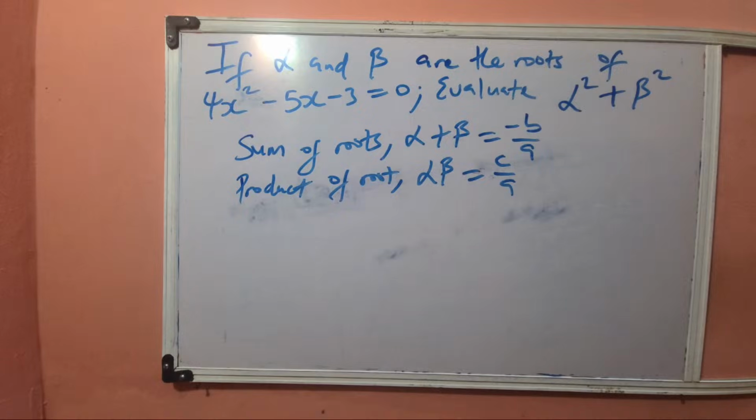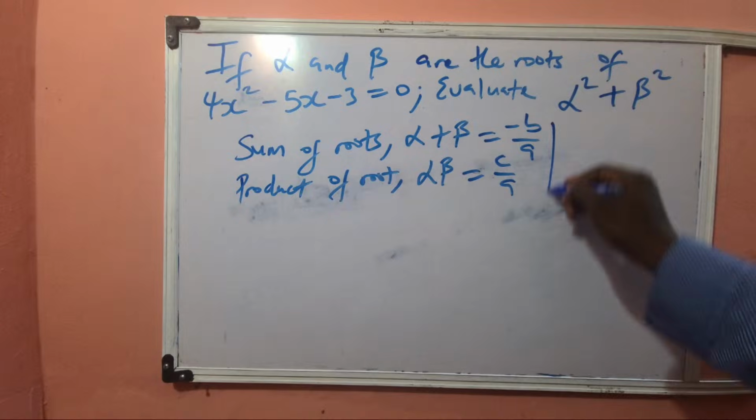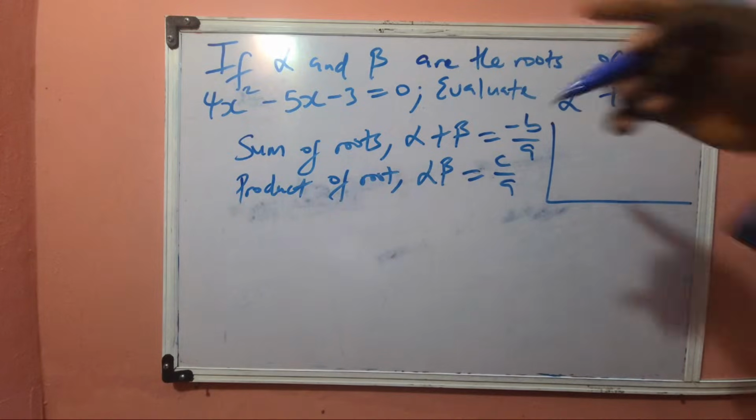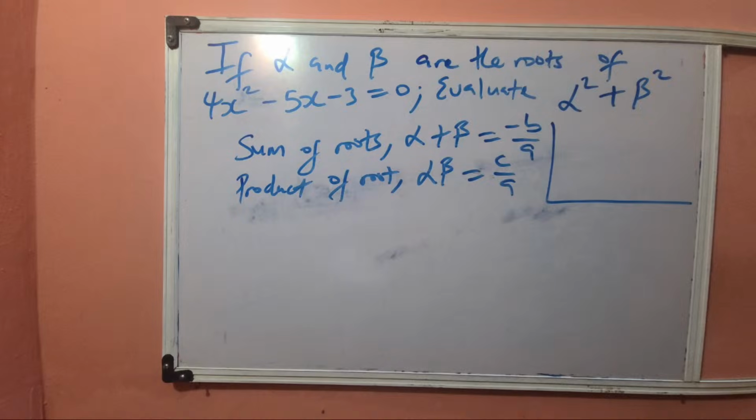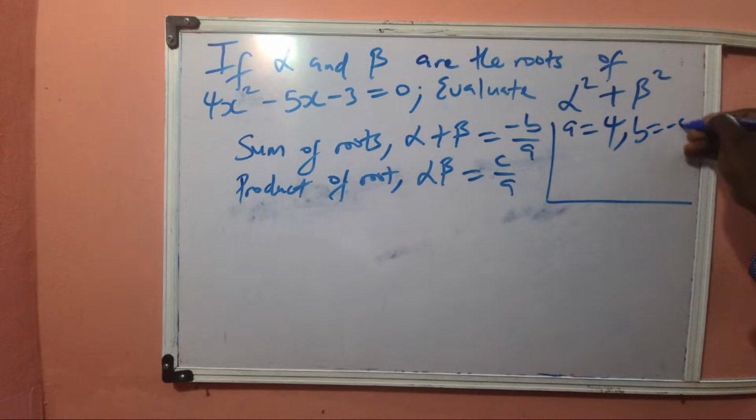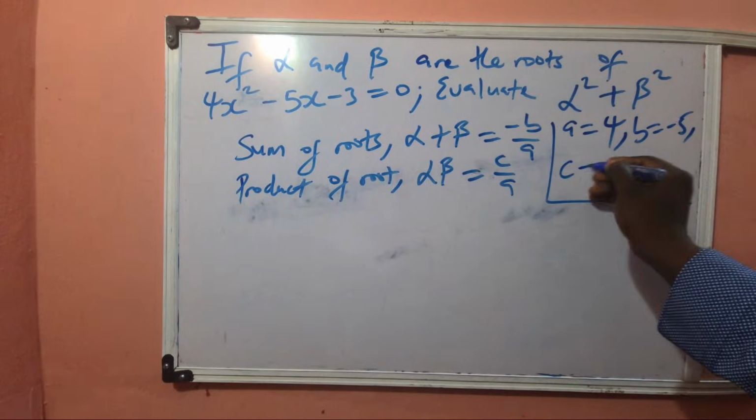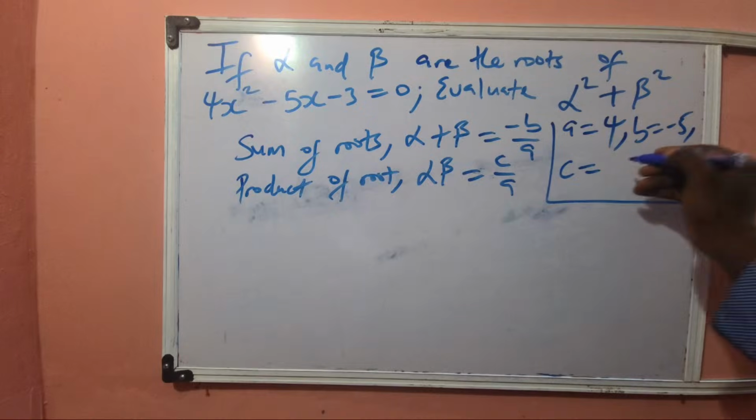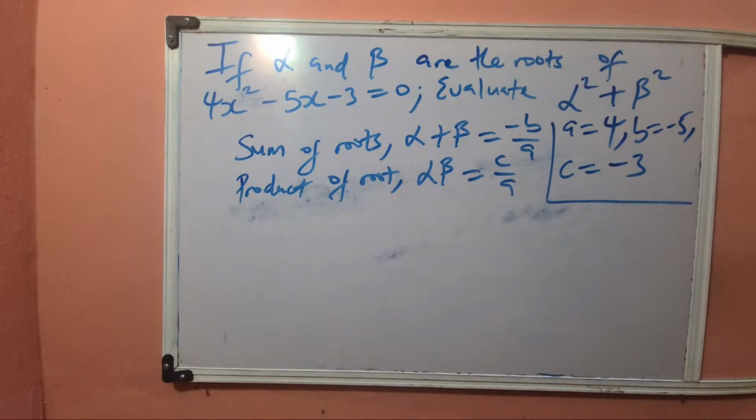Now, you need to note this, and let's quickly bring out our a, b, and c. Of course, this is our quadratic expression. Our a is the coefficient of x squared, which is 4. Our b is the coefficient of x raised to power 1, which is minus 5. And our c is the constant term, which is minus 3. All right. So we want to find alpha square plus beta square.